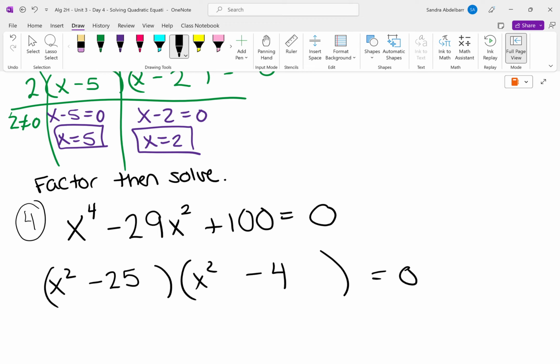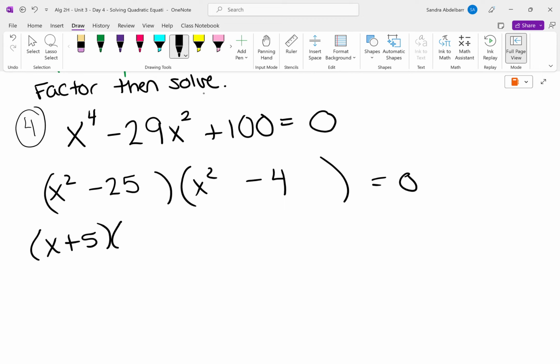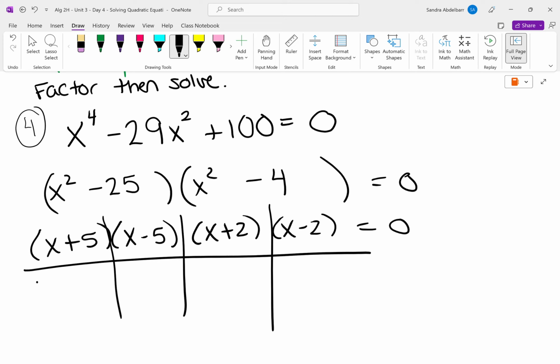Before we try, well, actually, we can solve this at this point if we wanted to, but I didn't say just solve. What did I say? Factor, then solve. So that means I have to get it down to the lowest factored form. If you just went straight to solving right now, you'd lose some points because I need it completely factored. So tell me now, what kind of factoring is x squared minus 25 and x squared minus 4? So we have x plus 5 and x minus 5 and x plus 2 and x minus 2 equals 0.